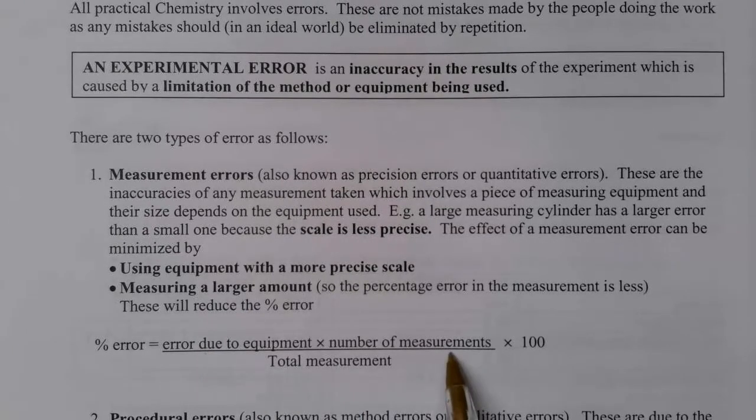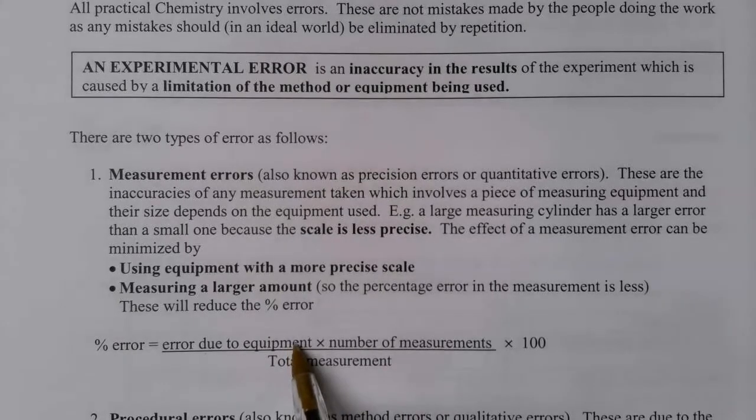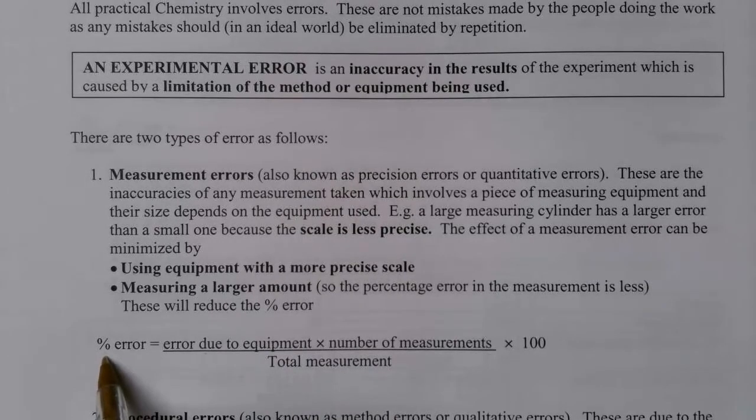The number of measurements divided by the total measurement. Now there are ways to reduce the measurement error. One is to use equipment with a more precise scale, so using a pipette rather than a measuring cylinder. And the second way is by increasing the total measurement. So a larger mass or a larger volume will give us a larger total measurement and therefore a smaller percentage error.